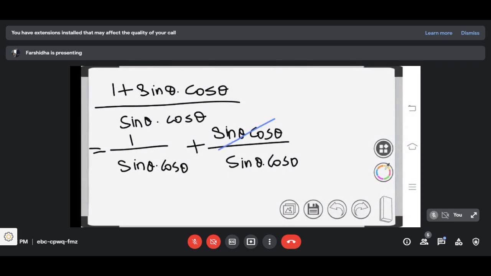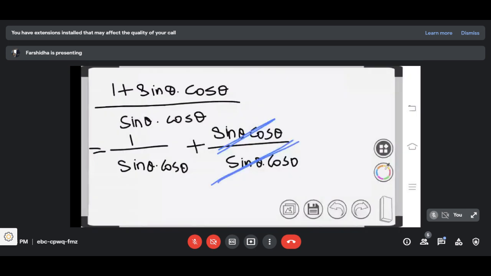Now you can cancel both, sine theta cos theta divided by sine theta cos theta. After splitting it into 2 terms, you can cut it. From here, you can't cut both because you have the addition symbol here. So you can't cut it from here. That's why we are splitting it into 2 terms and from here we are cutting it. Now these 2 terms got cancelled and what will be there? Here 1 will remain. Always remember whenever you cancel anything, there will be 1 remaining.